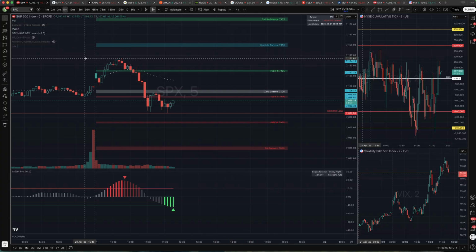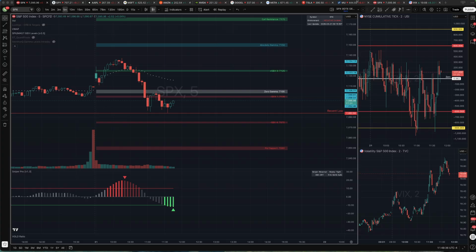So, obviously news trumps any level that's out there. But I would not be surprised if this red level here that I've drawn, the recent low, and I'll explain that one in a minute when we get to the other levels, if that holds, it wouldn't surprise me if we start to work our way back up towards that 71.50, right?